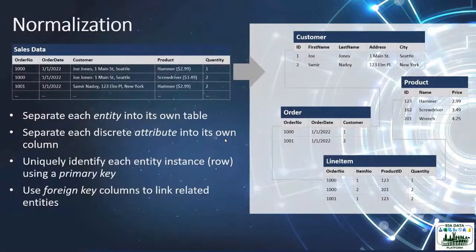Okay, normalization. Let's come to normalization here. Don't forget, I've been mentioning normalization. What is normalization? Separate each entity into its own table. Imagine you're having your order, order date, and customer as a flat table. You're having product and quantity on a single table. This is abnormal.